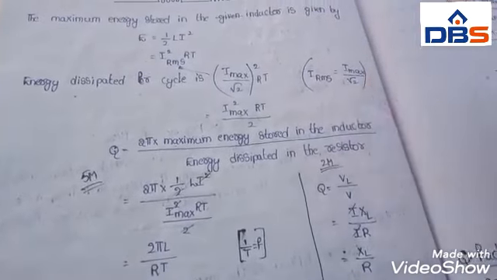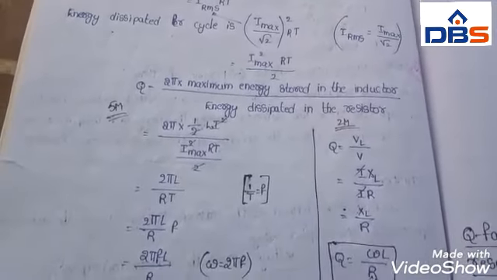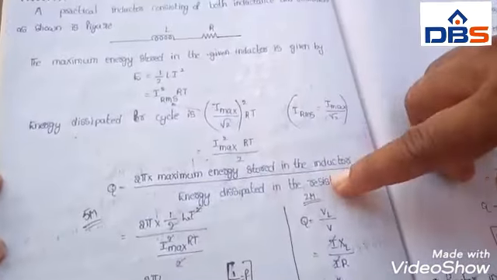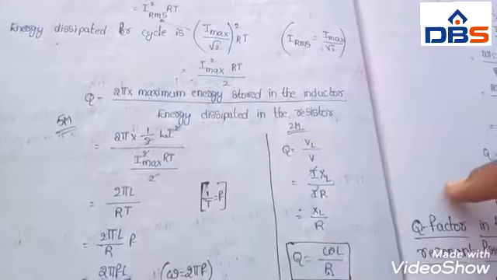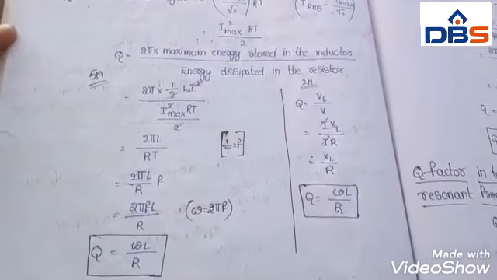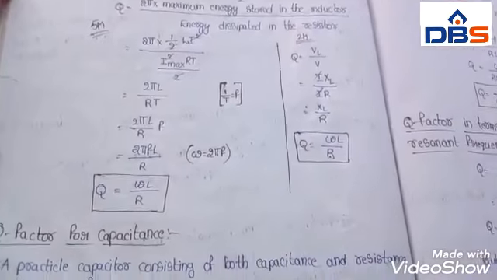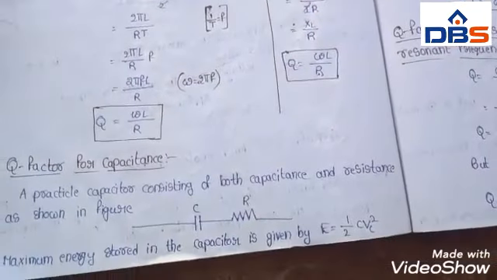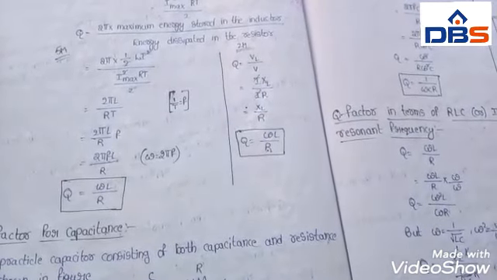Now substitute these two in the basic definition. Q is equal to 2 pi into maximum energy stored in the inductor by energy dissipated in the resistor, that is 2 pi into energy stored, half L I square, divided by energy dissipated, I maximum square R T by 2. After cancellation of the current and constant factors, that is 2 pi L by R T. So 2 pi L by R, 1 by T is nothing but frequency. So 2 pi f L by R, 2 pi f is nothing but omega. So Q is equal to omega L by R. That is the quality factor derivation for the inductor.